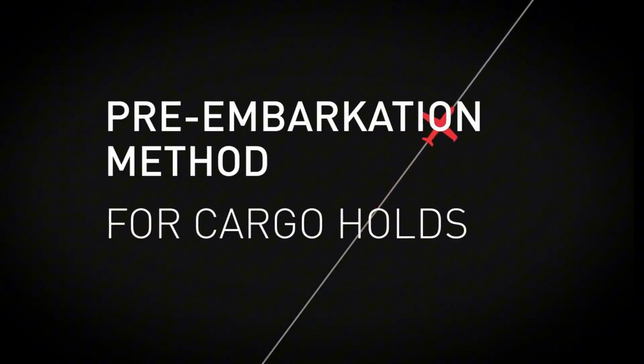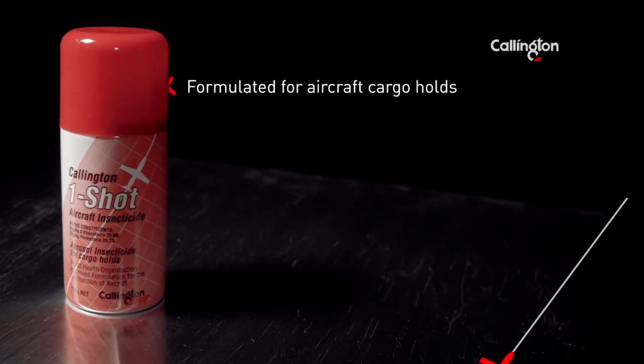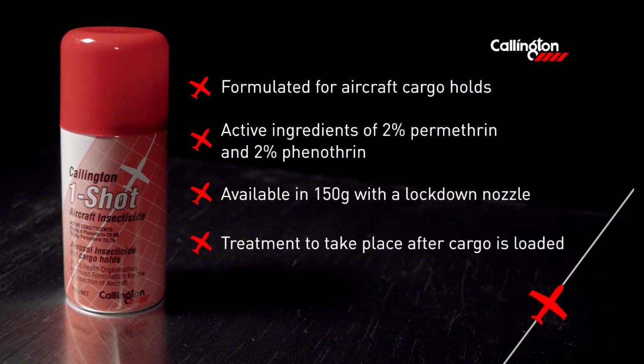In addition to cabin areas, cargo holds will also need to be treated prior to departure. Callington One Shot is an aerosol insecticide formulated specifically for this section of the aircraft. Treatment here must be carried out after all cargo has been loaded and just before the hold door is closed. Since aerosols may set off smoke alarms, be sure to advise the crew that hold spraying is about to commence.